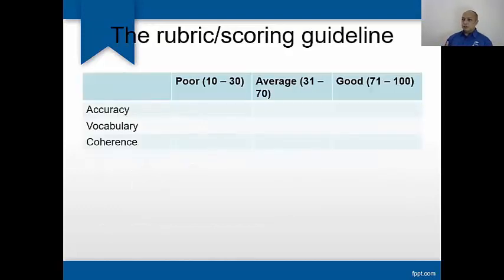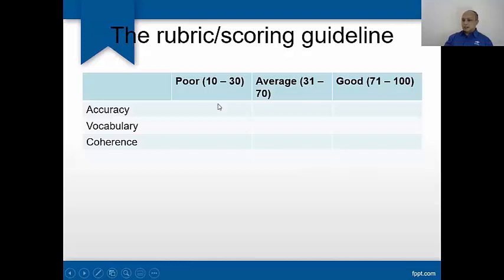Now this is the rubric or scoring guideline for a piece of essay. Again, you have elements here listed in the left-hand column: accuracy, vocabulary, and coherence. Then for every element, every subskill, you have a range of score. For example, poor is 10 up to 30, average 31 up to 70. This represents the scores. So the scores range from 31 to 70 for an average performance. And then good is 71 up to 100.